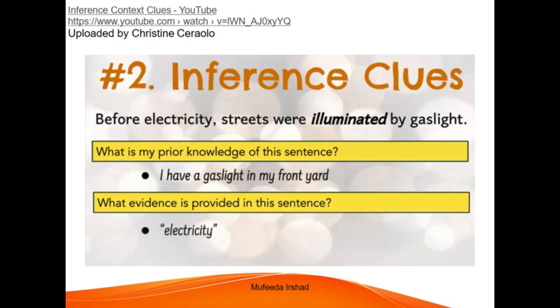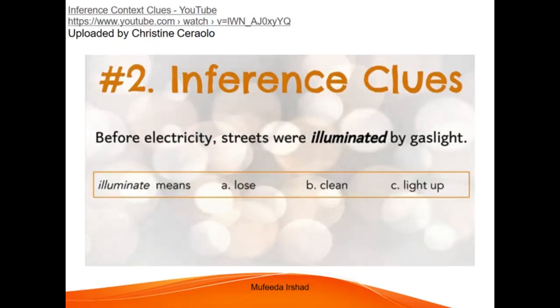I have a couple. Electricity. So electricity must have something to do with illuminated, because it says before electricity they were illuminated by gaslight. And I know that gaslight is also a clue because I told you I have one of those lights in my front yard. So I'm going to try to figure out what illuminate means. Does it mean lose, clean, or light up?